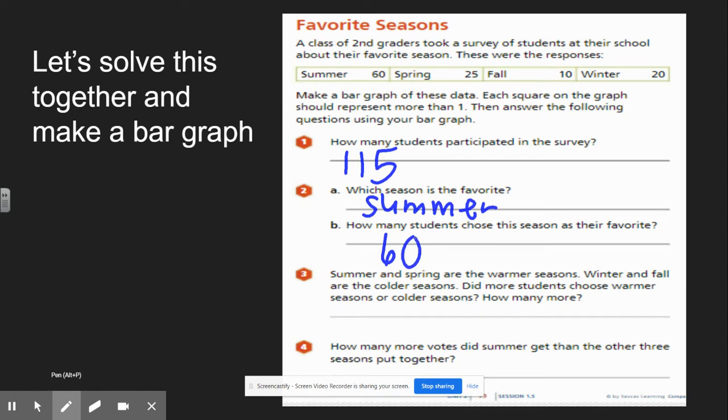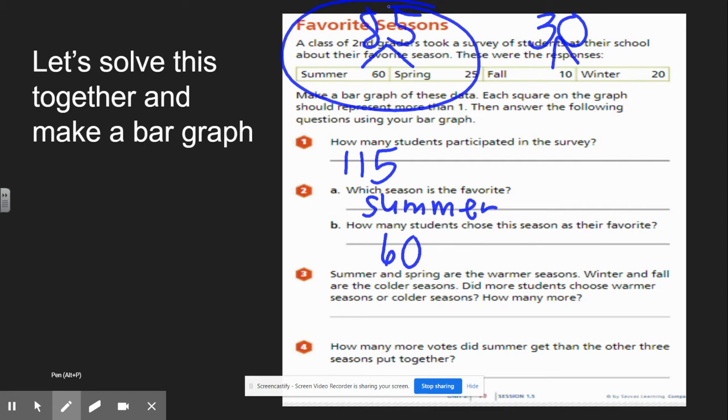Then summer and spring are the warmer seasons. Winter and fall are the colder seasons. Did more students choose warmer seasons or colder seasons? How many more? So you would start by adding each season together. Well, summer and spring, you have 60 plus 25, which is 85. Fall and winter, you have 30. So which one is more? It looks like summer and spring.